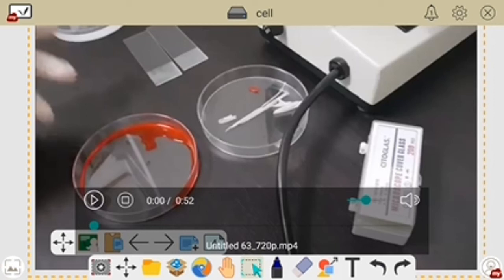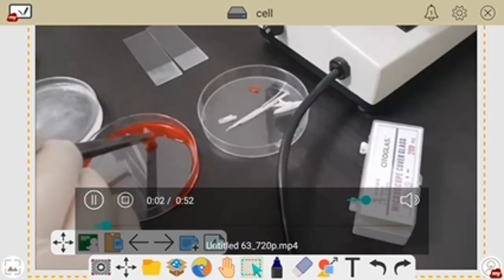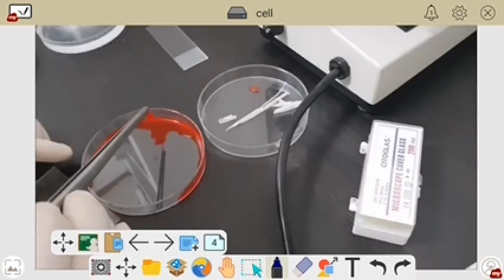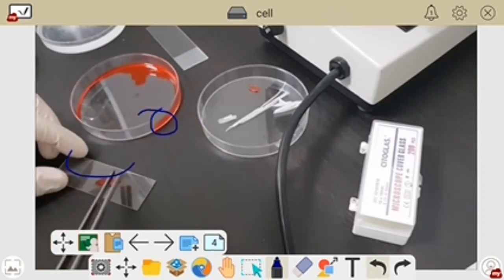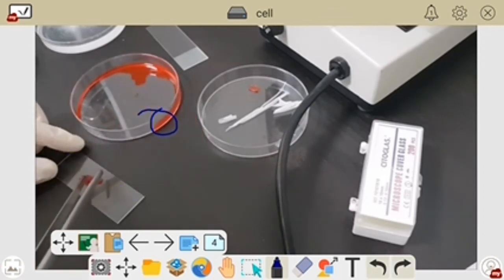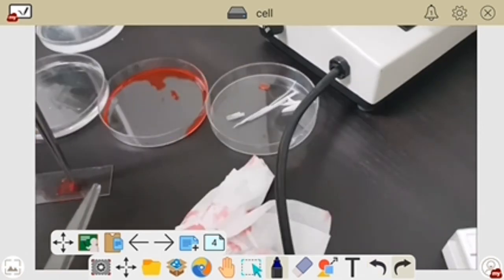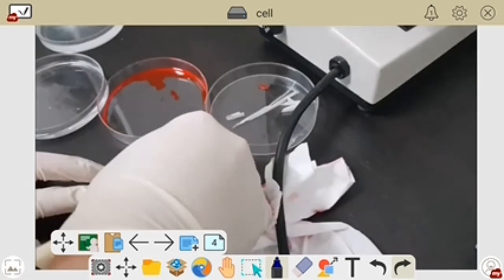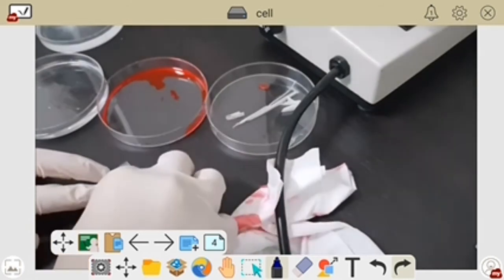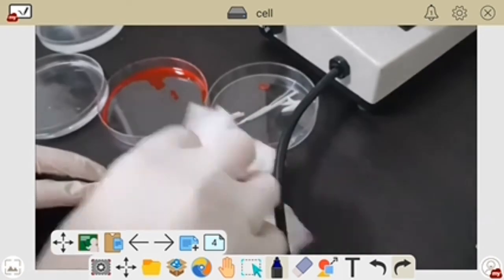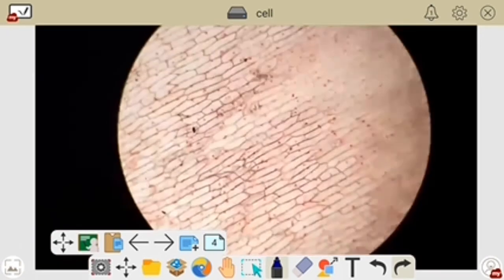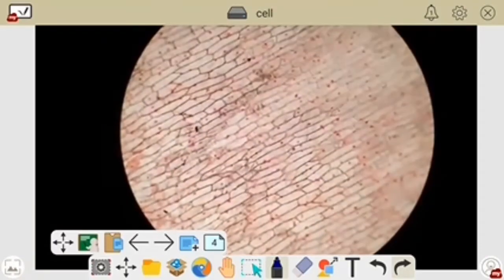Then you have to put it on a glass slab, dissolve it within an iodine solution, and then cover it with a glass plate. Let's see the video, you can understand. Here you can see this is an onion peel, and it is taken in a glass tube and dissolved in an iodine solution. Now the onion peel is taken on a glass slab and covered with a glass slip. Now we are going to observe, let's see.